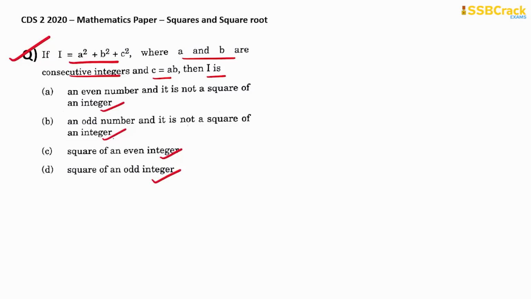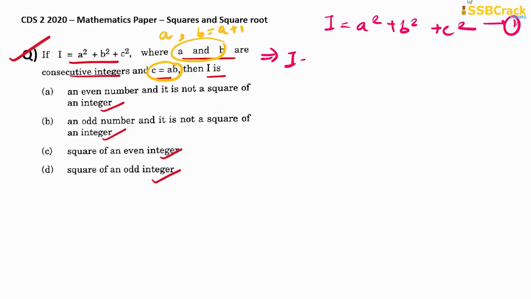Okay, so firstly we will check what is given in the question. We are given that I = a² + b² + c², right? Also we are given that a and b are consecutive integers. So it means that if a is the first integer, then b = a + 1, right? And also c = ab. So we can put these conditions in this first equation. This will imply I will become a² + (a + 1)² + (ab)², right?